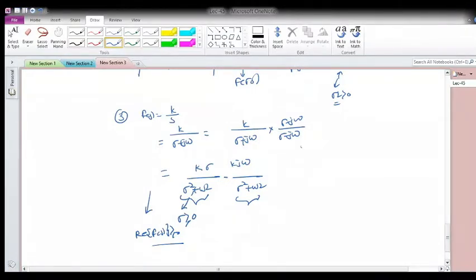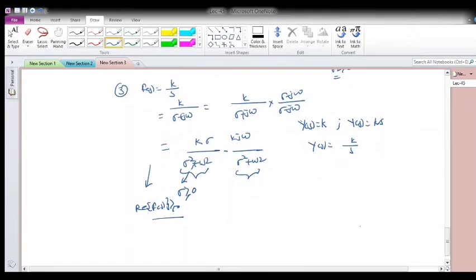Thus we can see that the basic passive impedances are always PRF, and hence the basic admittances will also be PRF. That is, Y(s) as conductance is PR; Y(s) equal to K into S, that is capacitance, is also PR; and Y(s) equal to K upon S as an inductor is also PR. With this, we can conclude that all the driving point impedances of a passive network must be PR.